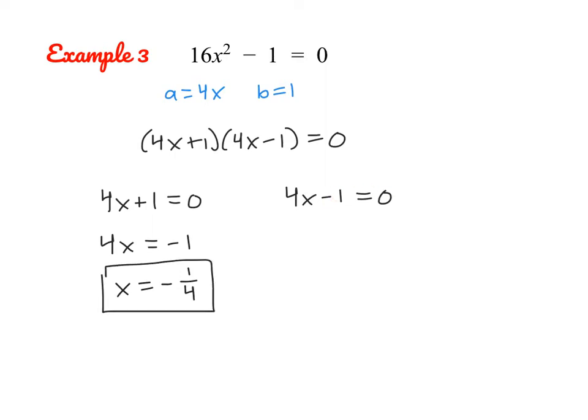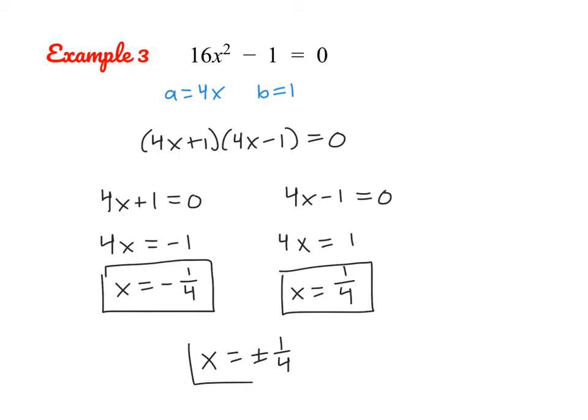And here we can add 1 to both sides. So we get 4x equals positive 1, and then divide by 4. So x equals positive 1/4. So again, we have two solutions. And since they're the same values, but one is positive, one is negative, if you'd like, you can rewrite your final answer like this. But leaving them separate is totally fine as well.